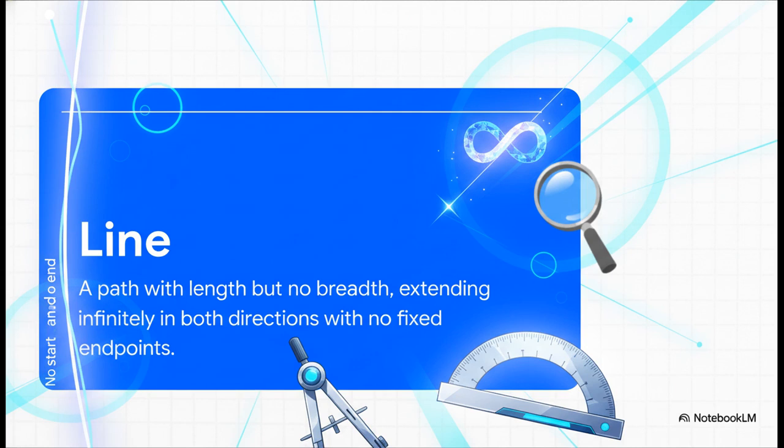Okay, here's the big idea that makes a geometric line different from one you'd just draw on a piece of paper. Infinity. A true line has no start and no end. It's a perfectly straight path that just goes on forever in both directions. It has length, sure, but absolutely zero thickness.